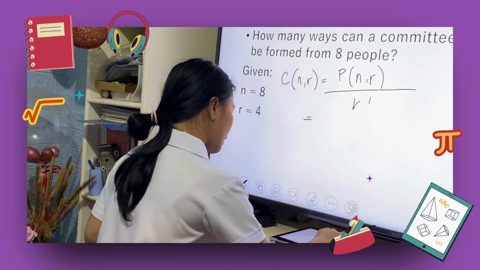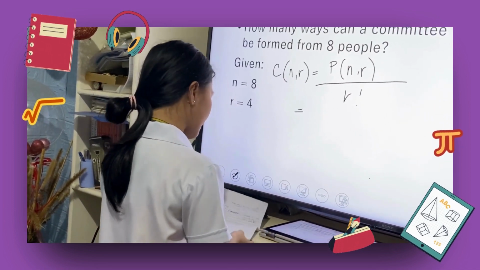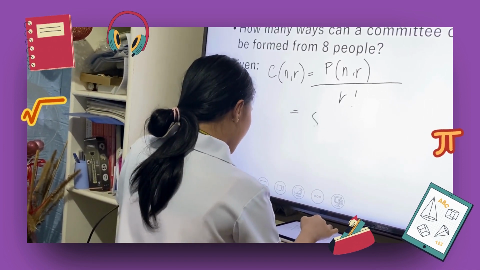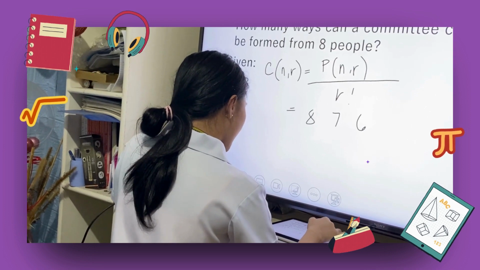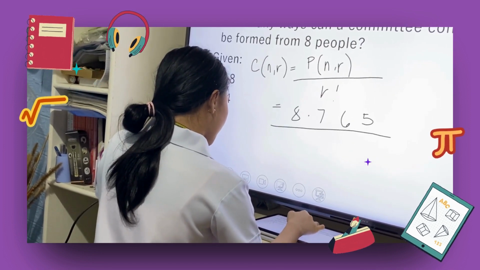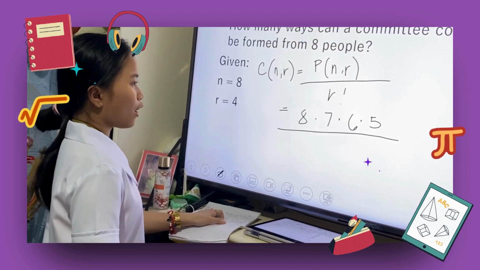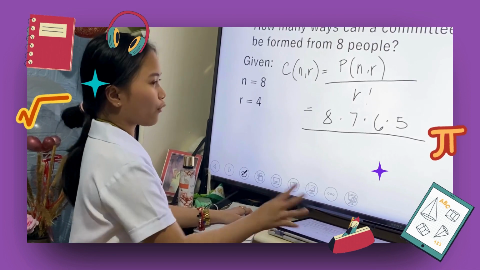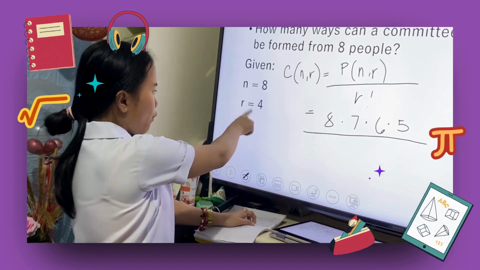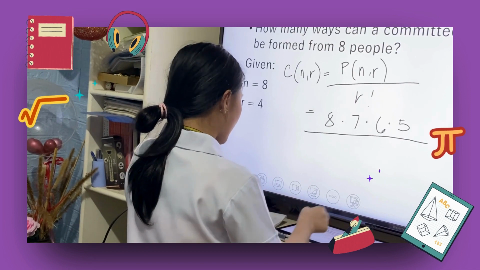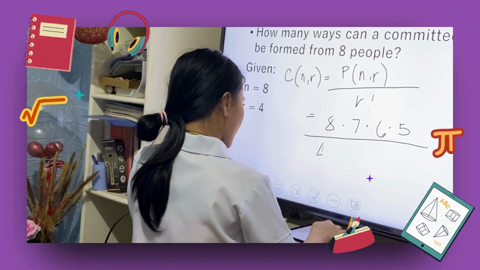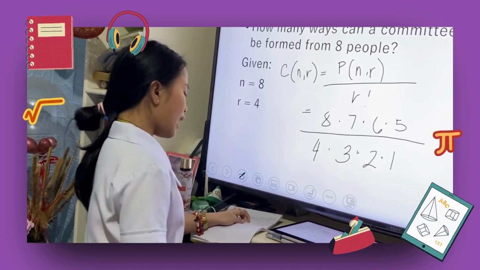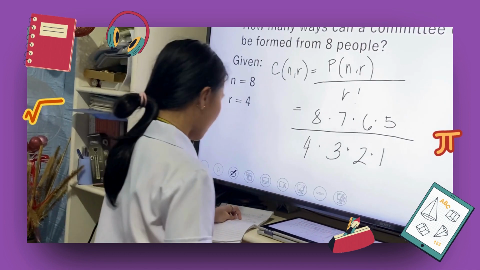So we need to put the numbers. First is 8, 7, 6, 5. You have to multiply these. You must be wondering, why only 5? We only need to stop at 5 because we only have 4 factors, which is right here, 4. And below that is 4, 3, 2, 1. And as always, we can use the cancellation method from earlier.